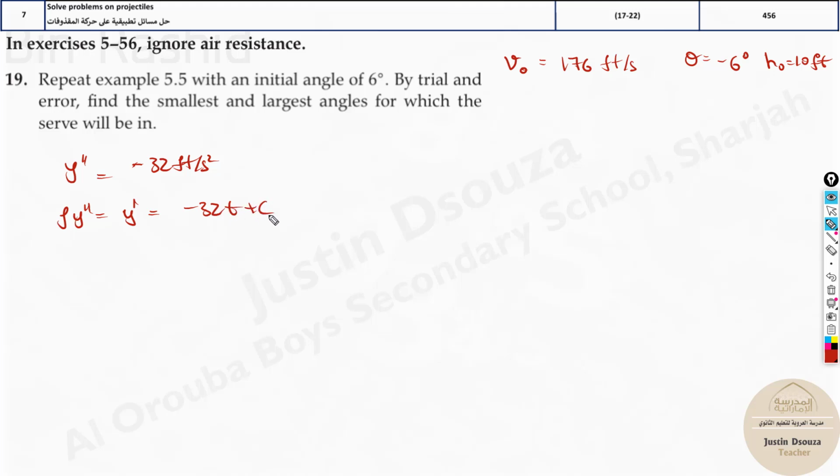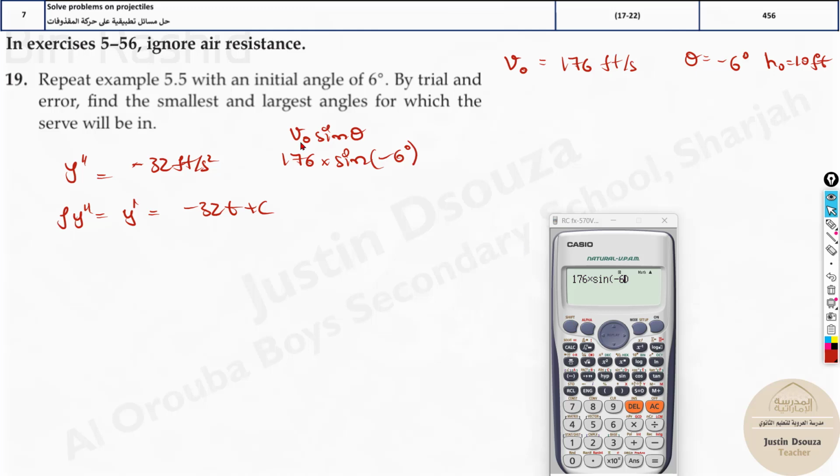Now don't forget, how do we find the c value? The c value here is v naught sine theta. What is v naught? We have to take the same value, I believe. Okay, I'll go back to the previous, oh no, sorry, over here it's given. So 176 times sine, and don't forget it's negative 6 degrees. So let us use the calculator and solve it. All I do is substitute these values as they are. It's in degree mode, and the answer I got is negative 18.39. So I'll write it here as negative 18.397.